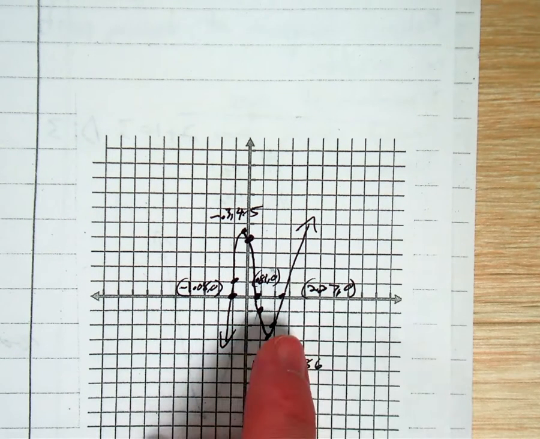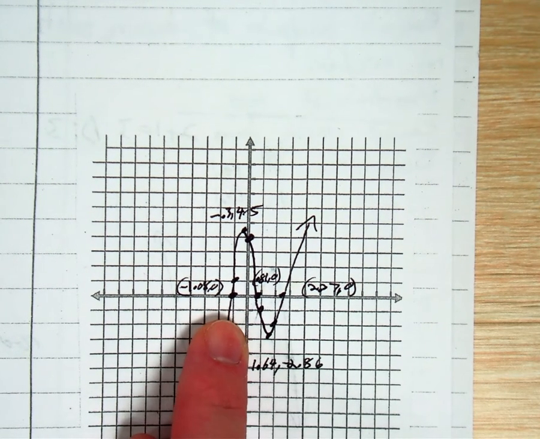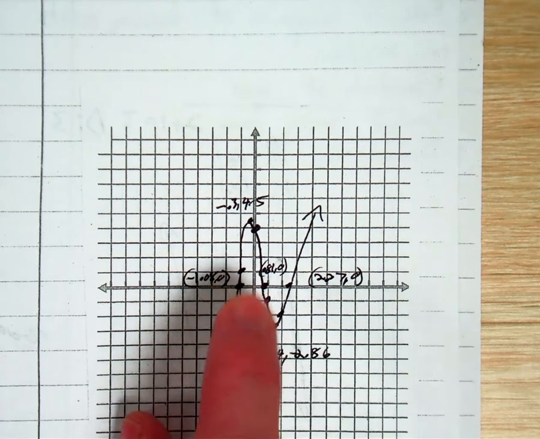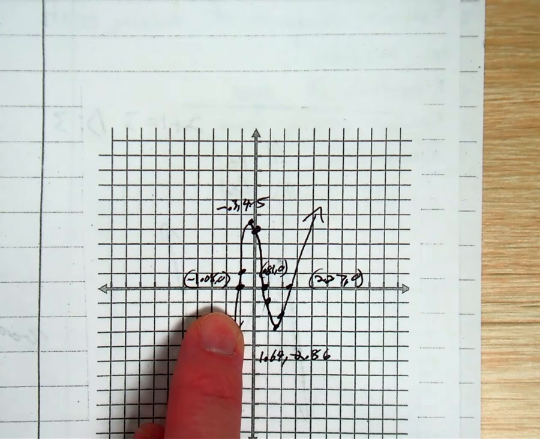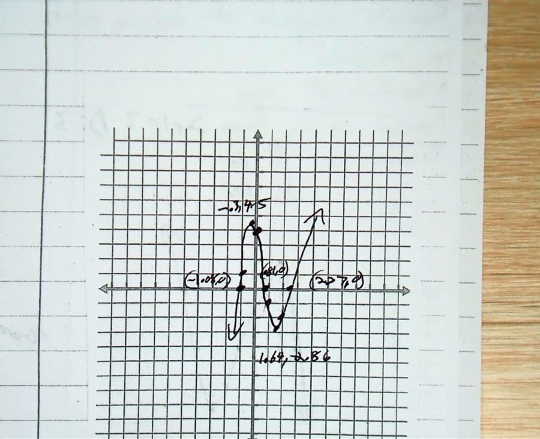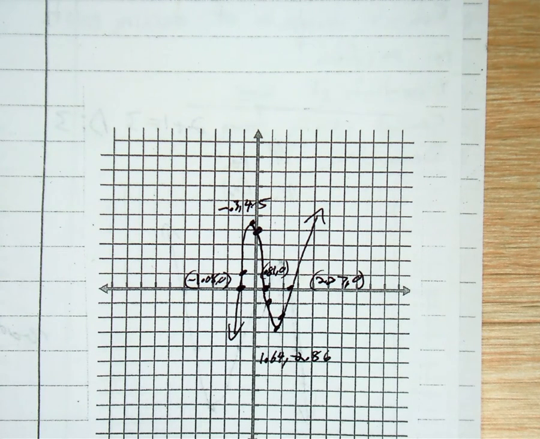And then we had to go back and get our zeros. It was really close here, but it wasn't exactly at -1, 0, because -1 was at 1. This is -1.08, 0, or -1.1, 0. Our maximum looks like that is at -0.3, 4.5.